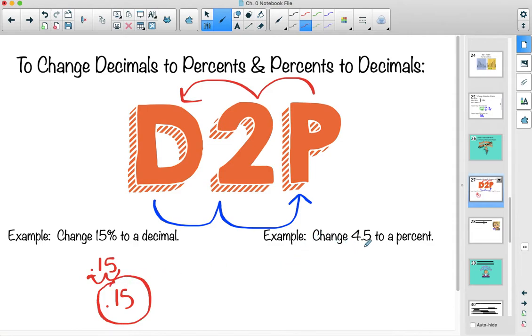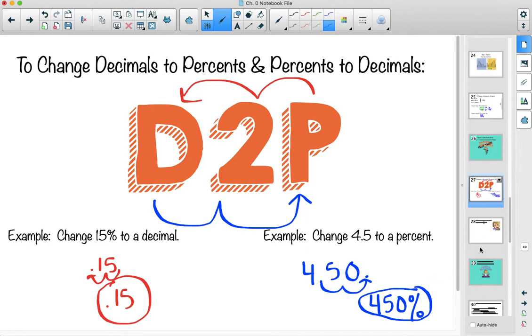My next example, change 4 5/10 to a percent. So this time I'm starting off as a decimal, moving to a percent. I move my decimal 2 places to the right. Grab my decimal, move it 2 places to the right. And if I have an empty spot like that, I have to add a 0. So my final answer for this is 450%. Pretty easy, right?